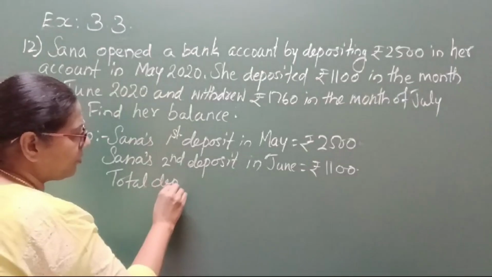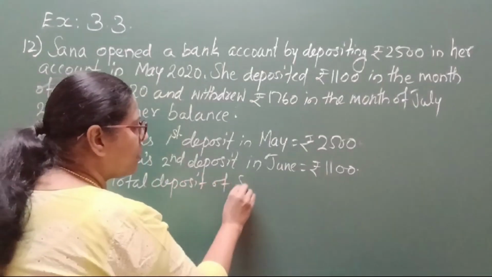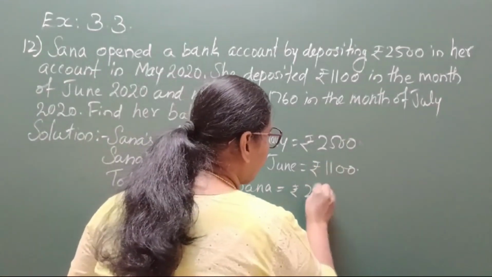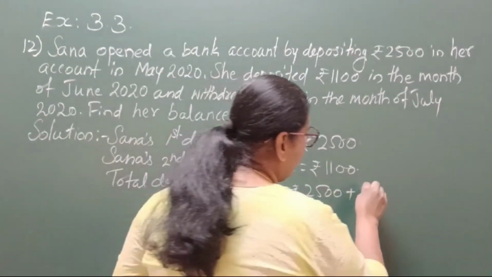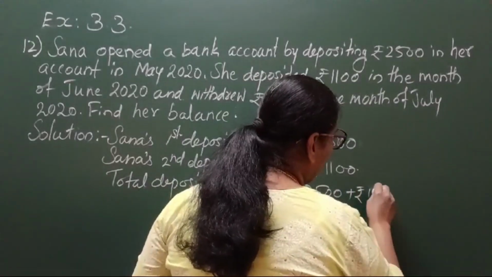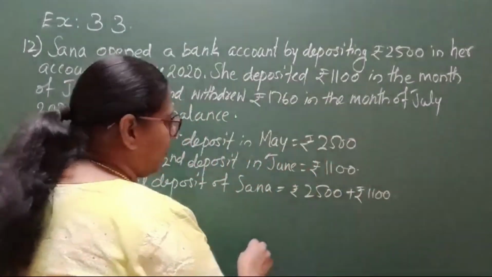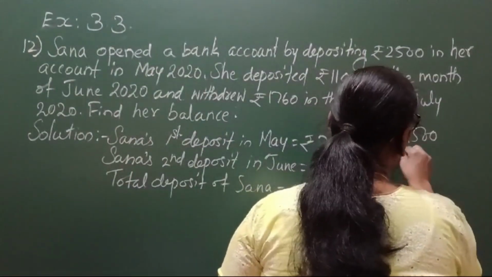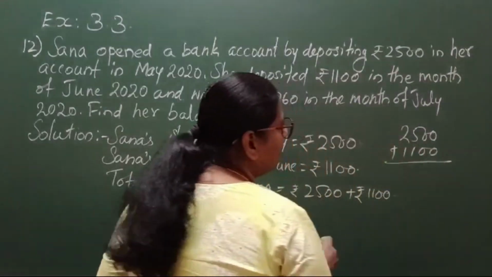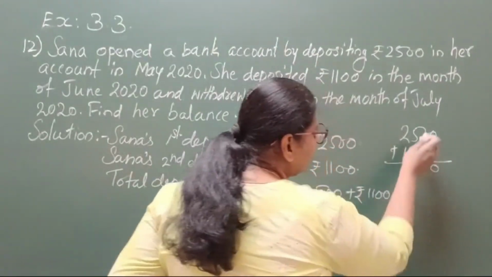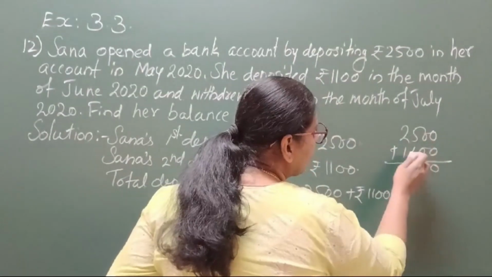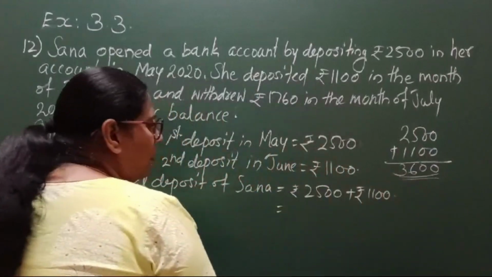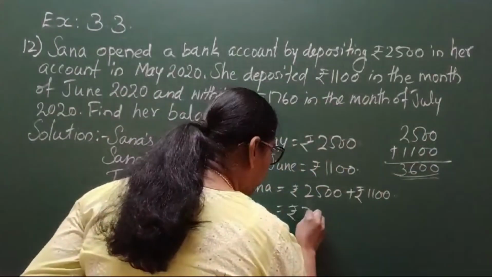Total deposit of Sana is equal to 2,500 rupees plus 1,100 rupees. That is 2,500 plus 1,100. 0 plus 0 is equal to 0. 0 plus 0 is equal to 0. 5 plus 1 is equal to 6. 2 plus 1 is equal to 3. So total deposit is 3,600 rupees.